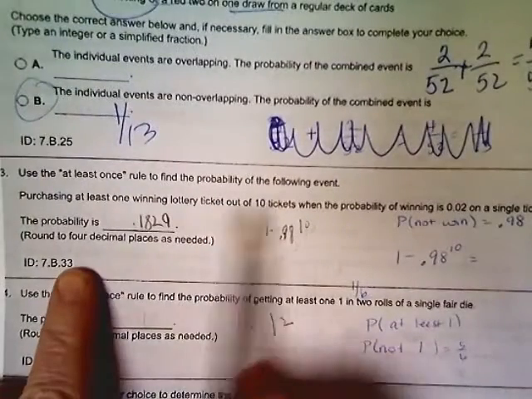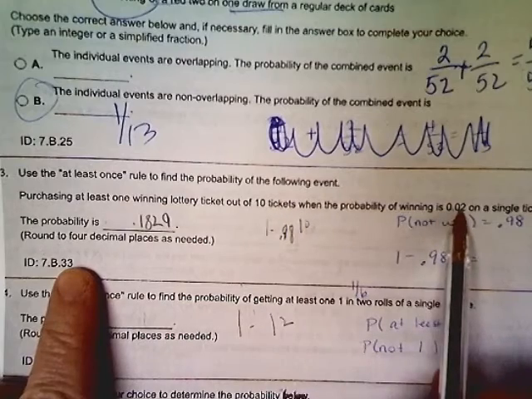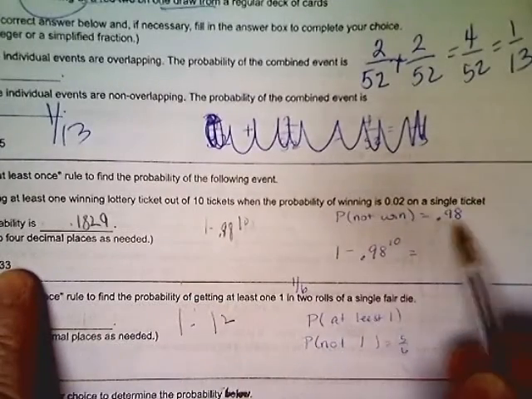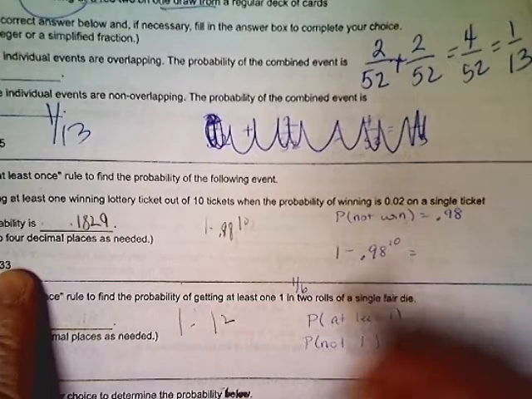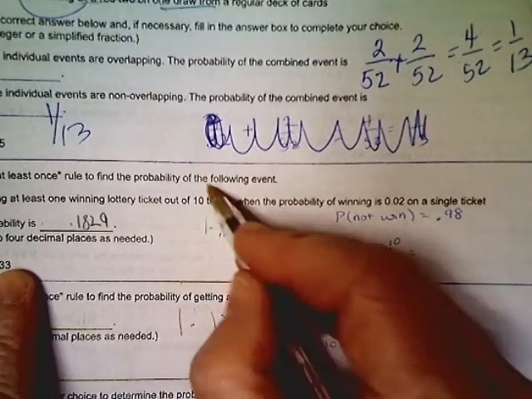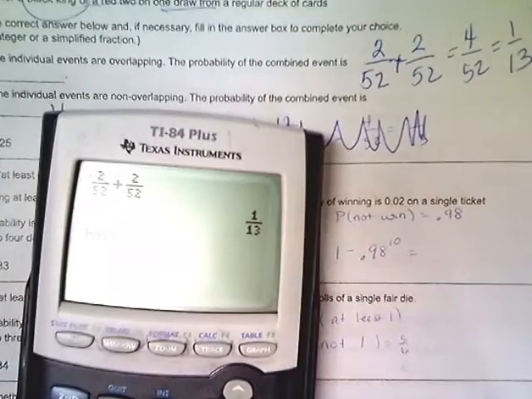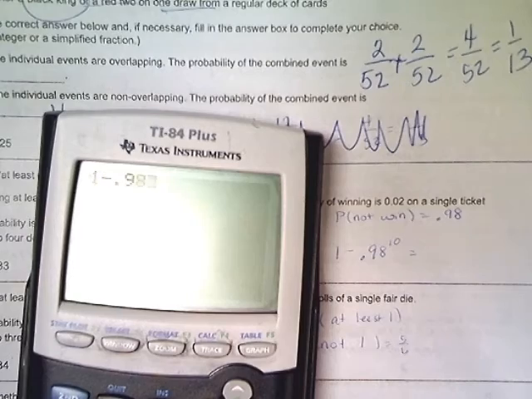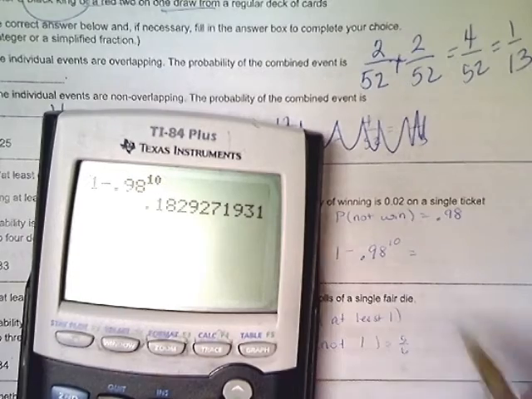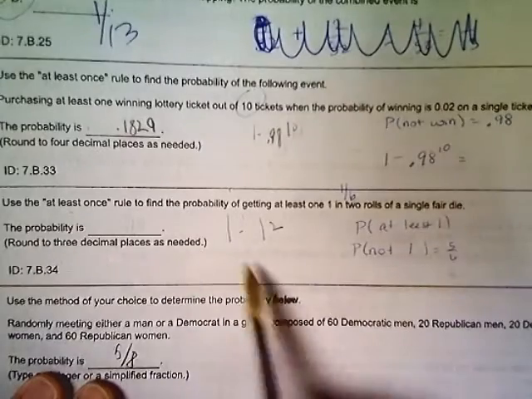Use the at least once rule to find the probability of the event. Purchasing at least one winning lottery ticket out of 10 when the probability of winning is 0.02. So the probability of not winning is 0.98. So it's 1 minus not winning 10 times. 1 minus 0.98 to the 10th. When you do that, I get 0.1829, which is what the book had.